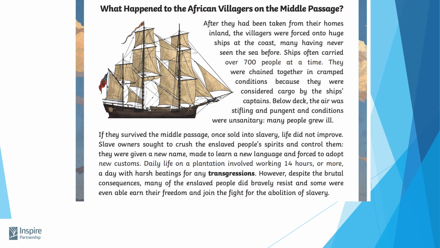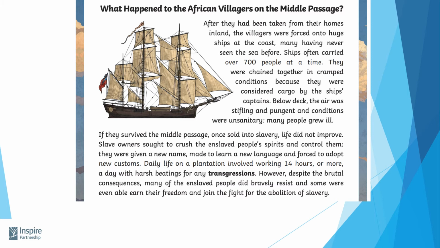What happened to the African villagers on the Middle Passage? After they'd been taken from their homes inland, the villagers were forced onto huge ships at a coast, many having never seen the sea before. Ships often carried over 700 people at a time. They were chained together in cramped conditions because they were considered cargo by the ship's captains.